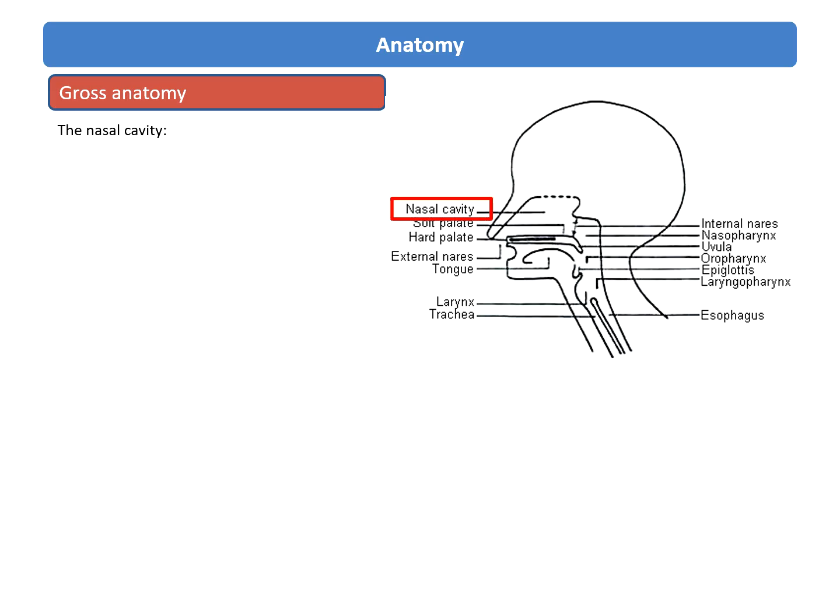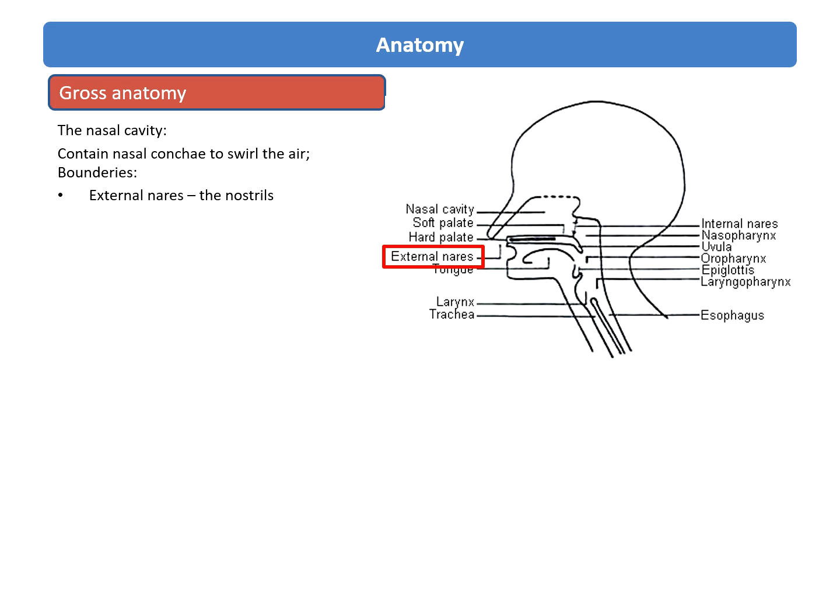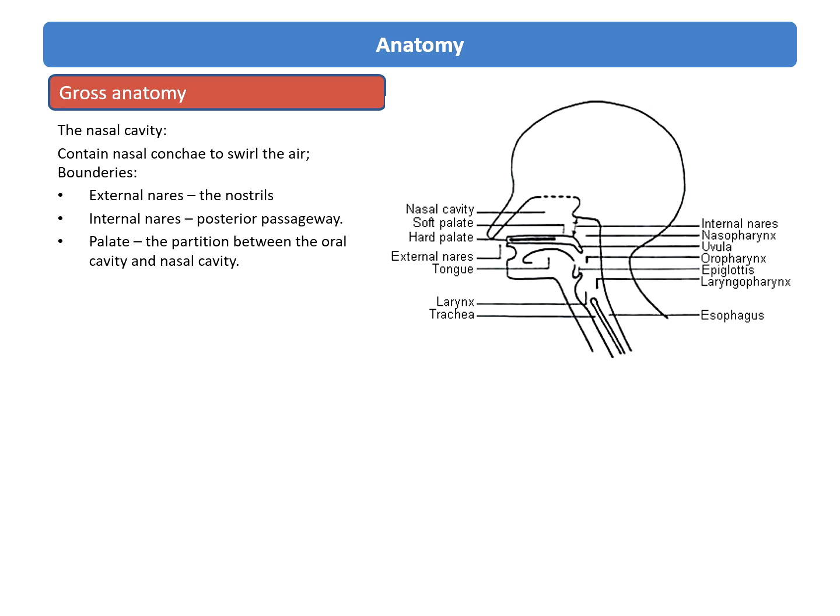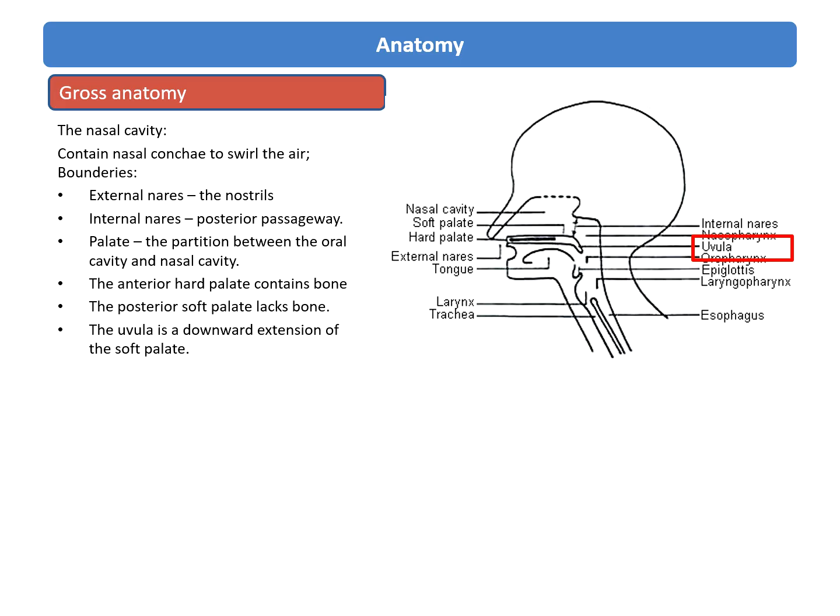Let's look at the nasal cavity. The nasal cavity has conchae, curved extensions that swirl the air. It's bounded by the external nares, the nostrils, and the internal nares, the posterior passageway. The floor of the nasal cavity, or the roof of the mouth, is the palate. It's a partition. The anterior part is the hard palate because it contains bone. The posterior part is the soft palate. It lacks bone. Hanging down from the soft palate is the uvula, that little hangy down part you can see if you look in a mirror and open your mouth.